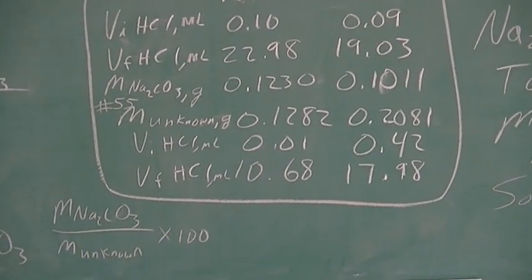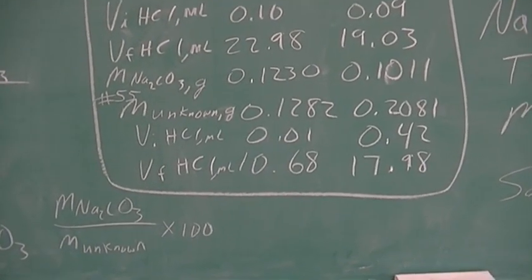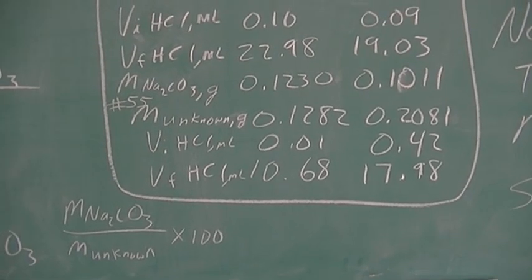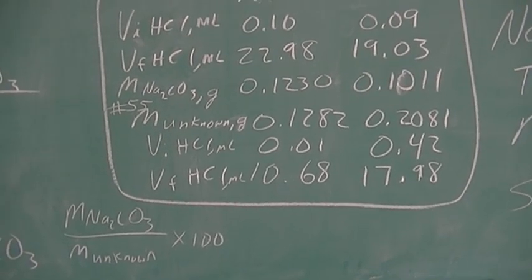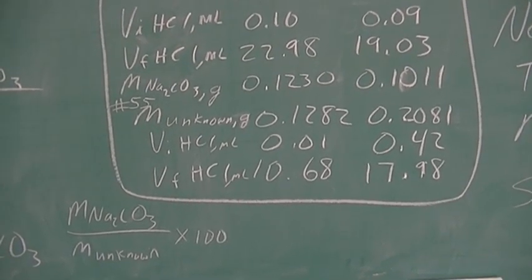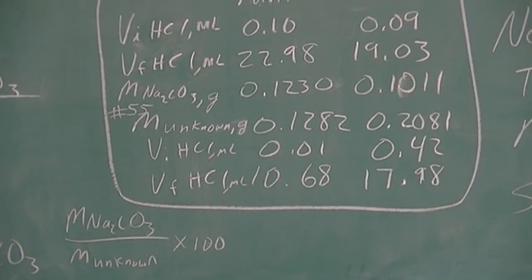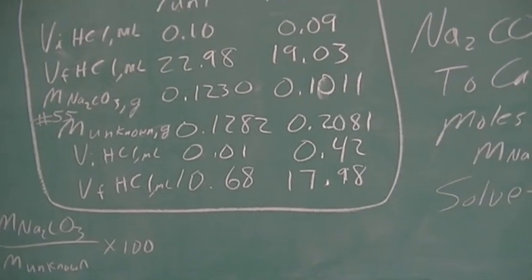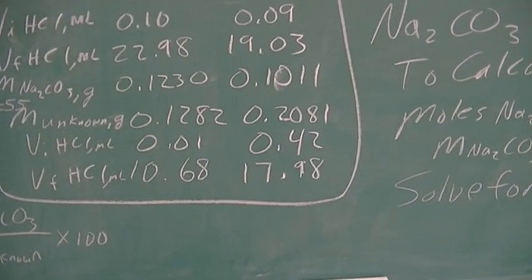The first time, I weighed out 0.1282 grams. My initial volume of HCl was 0.01. My final volume was 10.68 when it reached the equivalence point, the endpoint, as it was a color change.